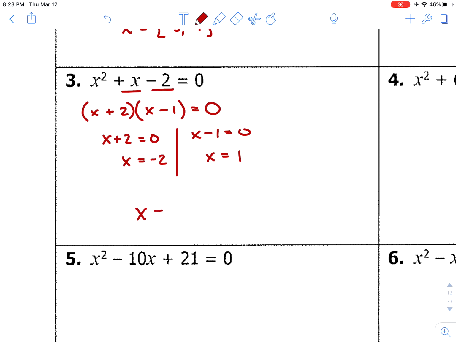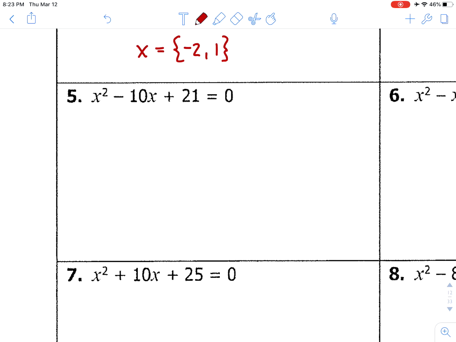Moving on to number 5. Again, do I have any GCFs? In this case, no, I don't. So now I want two numbers that are going to multiply together to give me positive 21 and add to negative 10. So since the product is positive, both factors will have the same sign. Since they have to sum to a negative number, I know they both have to be negative.